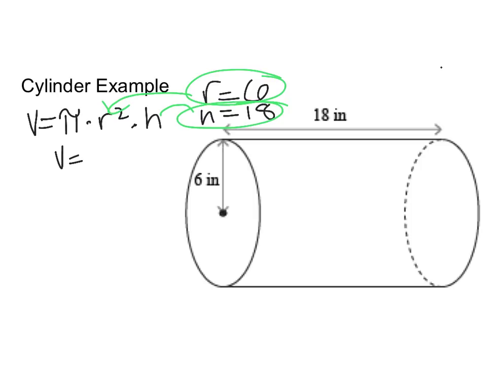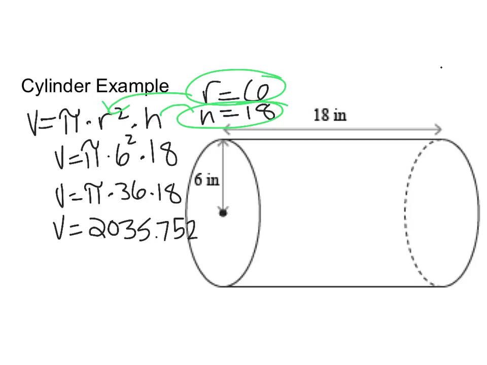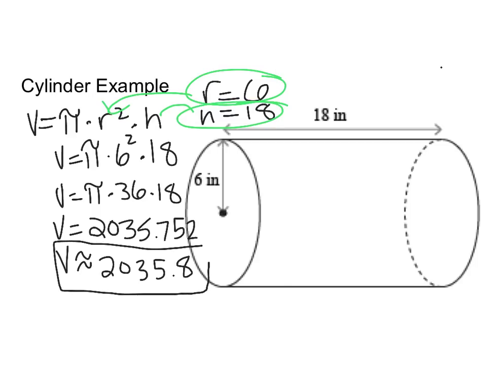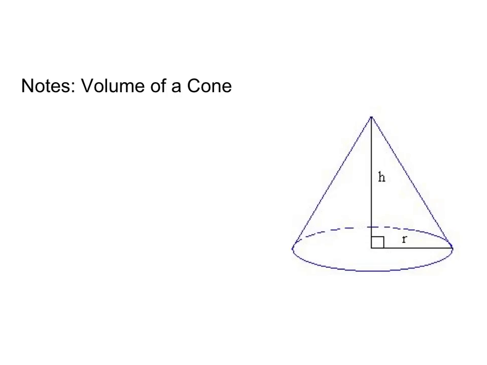So volume equals pi times 6 squared times 18. All this work should be on your paper. So the volume is approximately 2,035.8 inches cubed. Next, we'll do the volume of a cone. Make sure you've clearly labeled this as volume of a cone.